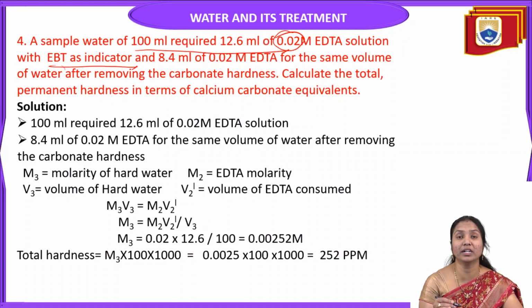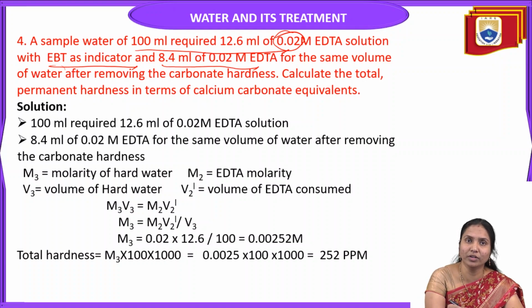Here, the 100 ml water sample requires 12.6 ml of EDTA, and the molarity is also given. What is the molarity of the EDTA solution? 0.02. And which indicator are we using? EBT indicator. This is the first case. And in the second case, 8.4 ml of 0.02 M EDTA is required for the same volume of water, the same 100 ml of water sample. The molarity is also the same, 0.02 M EDTA.